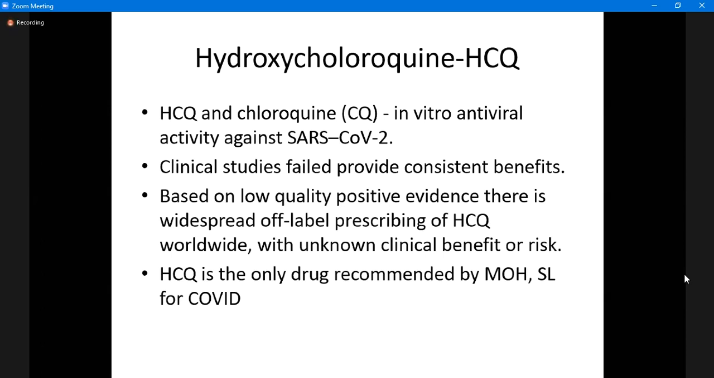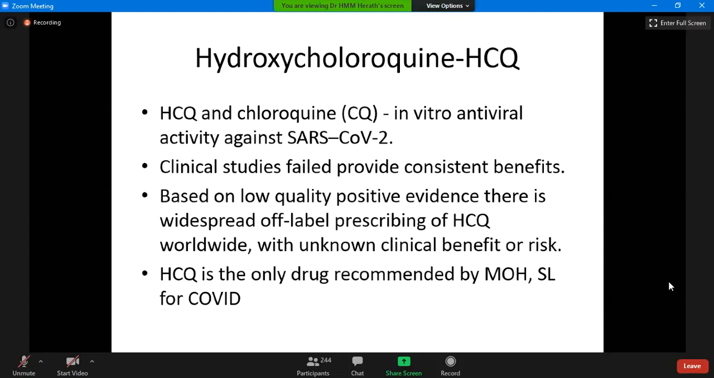And also some of the patients can get serious side effects such as long QT syndrome, and some of the patients can get symptoms such as diarrhea. However, HCQ is the only drug which is recommended by the Ministry of Health Sri Lanka for patients with COVID-19. According to the ministry guideline, anybody with COVID-19 should be treated with HCQ irrespective of their symptoms. But anyway, we don't follow the ministry guideline. At the moment, only those patients who have symptoms of COVID-19 would get treatment with HCQ. Right.